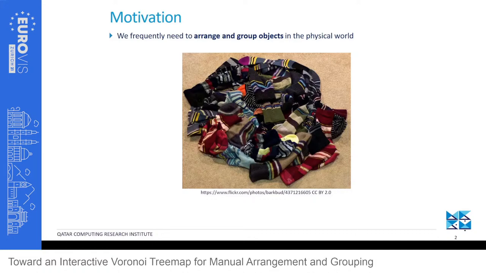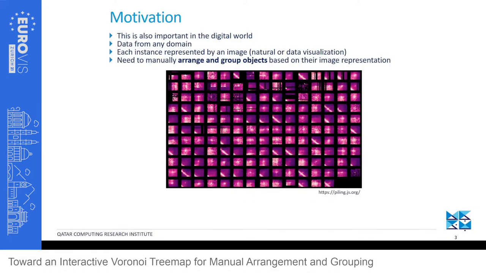We frequently need to arrange and group objects in the physical world. This is also important in the digital world. You can imagine data coming from any domain. Each instance is represented by an image, either natural or from data visualization. And we need to manually arrange and group objects based on their image representation. Here, for instance, grouping and arranging objects based on the pattern you see in the image.